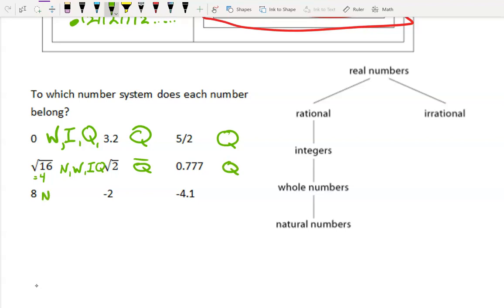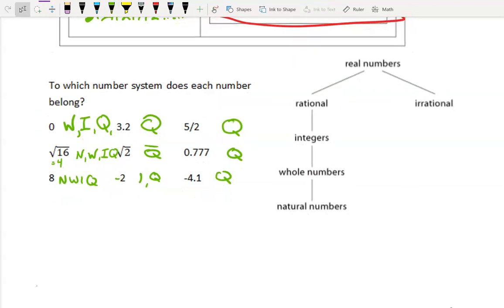8, this is a natural number, which means it's whole, which means it's an integer, which means it's rational. -2, I see the negative. This is an integer and also rational. And here I see the negative and I think, oh, it's an integer. But wait, integers are only whole numbers, not decimals. So this is just rational.